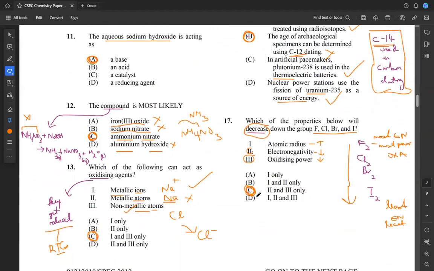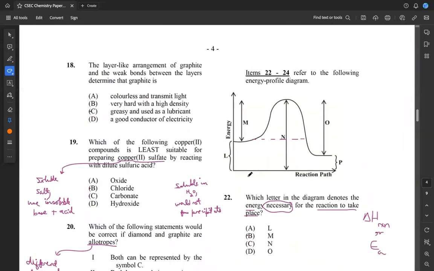All right, so we're moving on to question 18 now. Question 18 says that the layer-like arrangement of graphite and the weak bonds between the layers determine that graphite is. So how does this affect the properties that we see in graphite, right? The hexagonal layers that we have. It determines that graphite is colorless and transmits light? No, that's not true. Is graphite very hard with a high density? No, that's not true. Is graphite greasy and can be used as a lubricant? Yes, this is true. So our answer here is C, okay? So those weak bonds are what give us those properties.